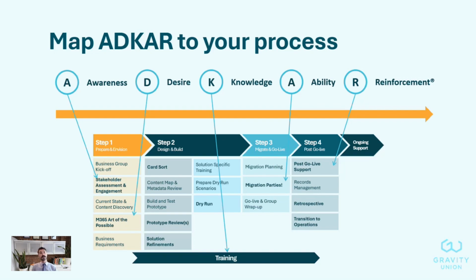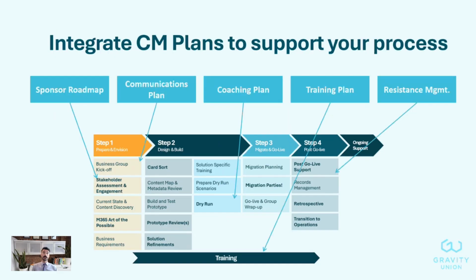So the message here is to sit down with ADKAR, sit down with your repeatable project process, and make sure that you've checked all your boxes and covered all your bases, and you know where you're going to be addressing each of the items in this 5-step model within your project implementation process. And likewise, for those 5 change management plans, I'm going to map them to my project process as well to see where they fit and make sure that I have sufficient activities to meet the goals and required outcomes of each of those plans by executing the process steps that we go through here.